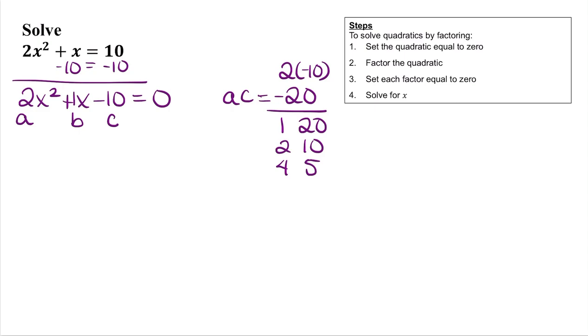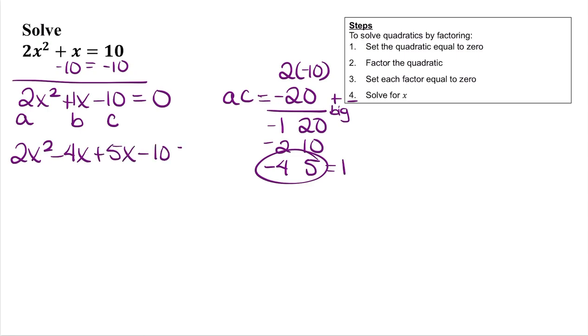Since 20 is negative, I know I need a positive factor and a negative factor. Since b is positive, I'm going to make all my bigger factors positive, and my smaller factors are going to be all negative. So the factor pair that gives me the correct combination is negative 4 and 5. I'm going to use that as my factors. So I have 2x squared minus 4x plus 5x minus 10 equals 0.